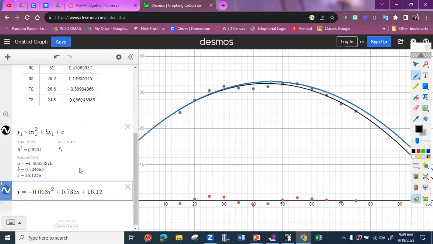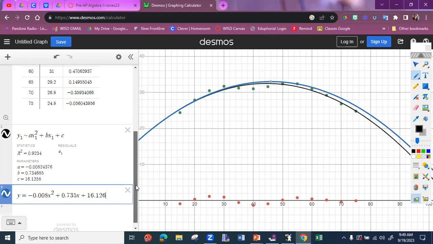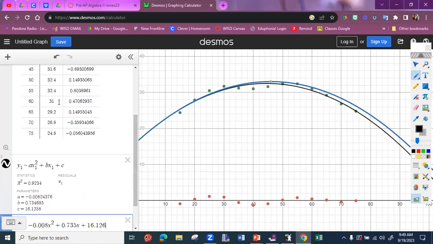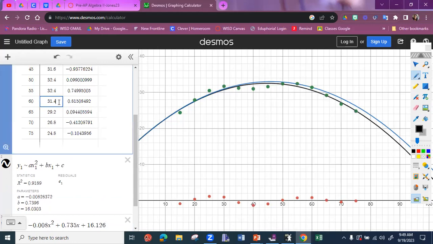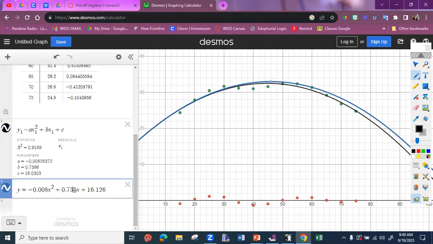I think I have a number different than y'all. It's the 31. You put a second 31. This is 31.4. Thank you. I was like, I think my numbers are different than y'all's. 7.3. So this should be 7.40. And this should be 16.030. So that's my regression equation.